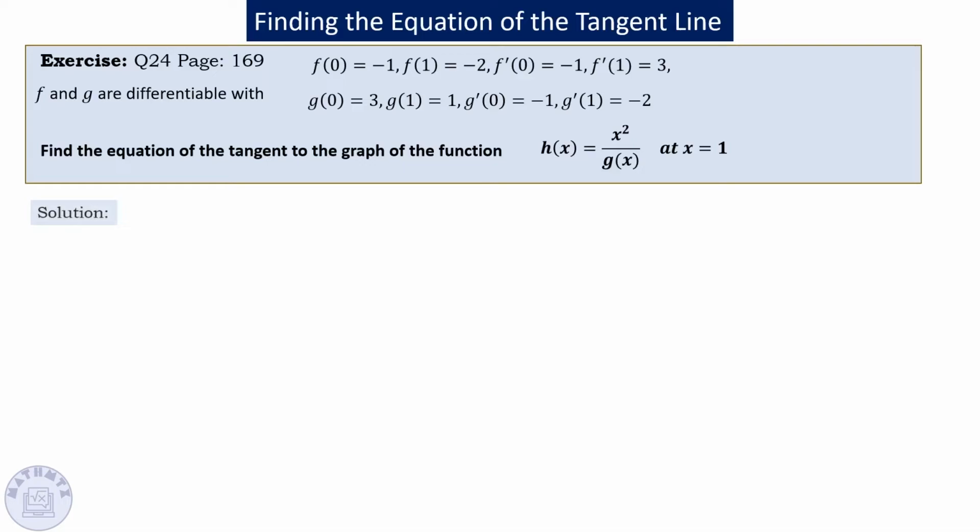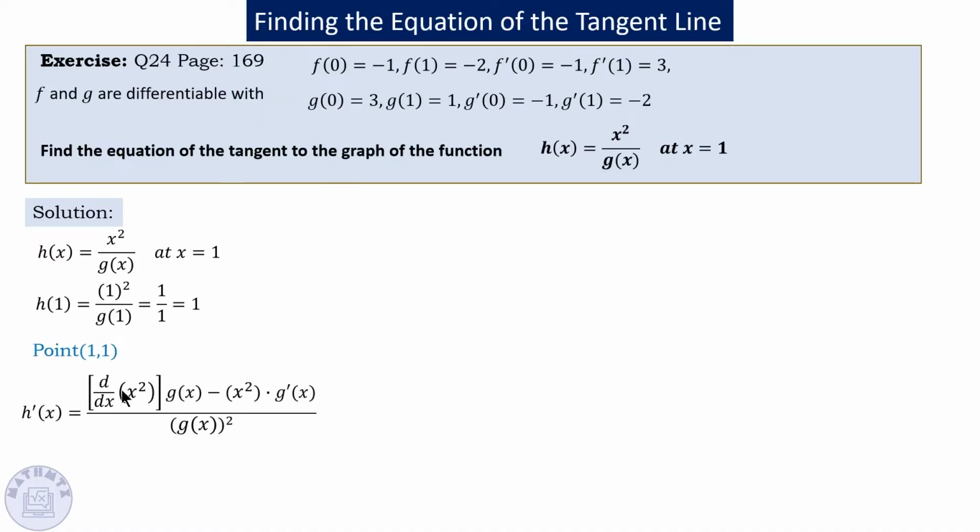All right. So the solution here, first, let's find the point. At x equals 1, I'll plug in 1 instead of x here, and this will be 1 over g of 1, which is 1. So the point that we have here is (1, 1). Now we will do the slope.